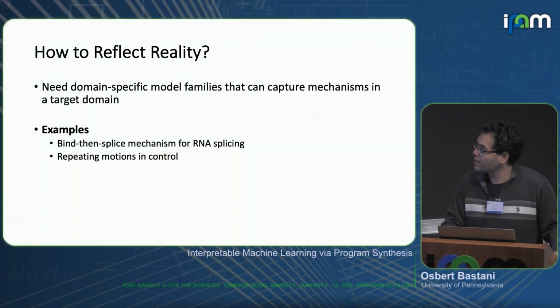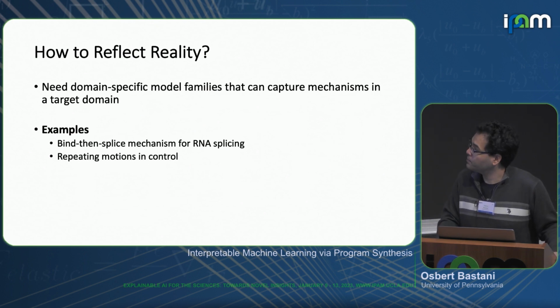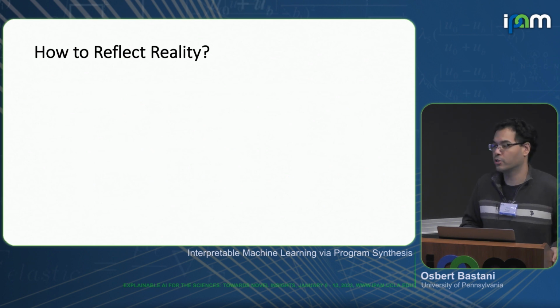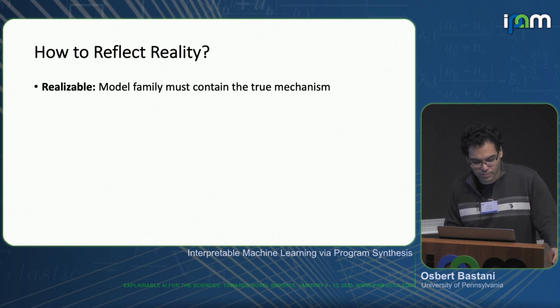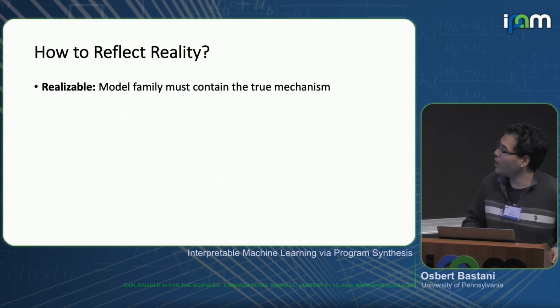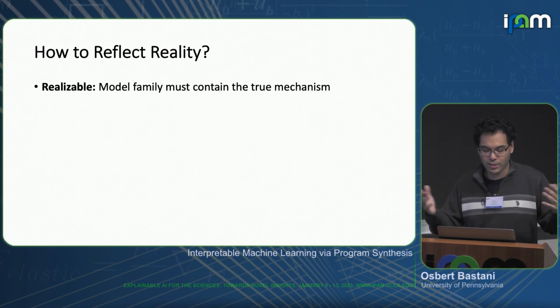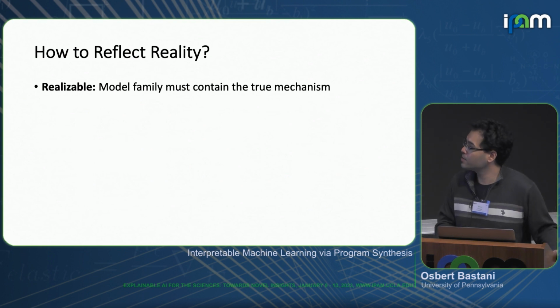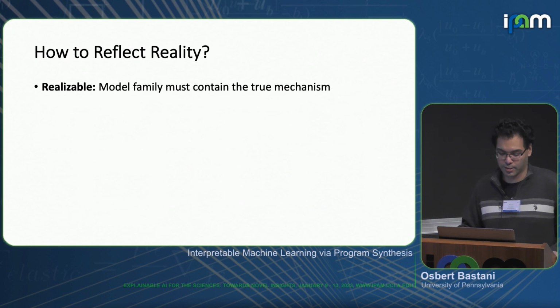So that's motivating why I think we really need model families that can capture some kind of true mechanism in a target domain. So for example, the bind then splice mechanism, as well as this repeating motion in control. And the question is, how do we actually achieve this? So basically, I think there are two properties that are sufficient for a model family to satisfy for this to be possible. I am making an implicit assumption that there is some underlying true mechanism that we're trying to discover here.